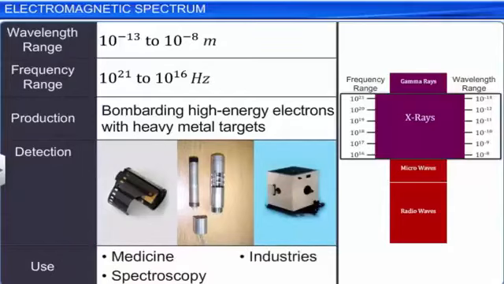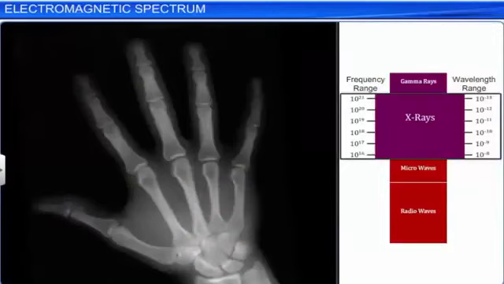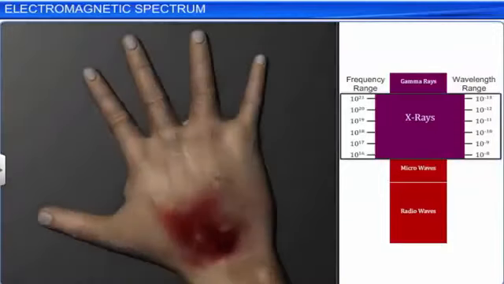Unnecessary or overexposure to X-rays destroys living tissues and organisms. Thus, overexposure to X-rays should be avoided.